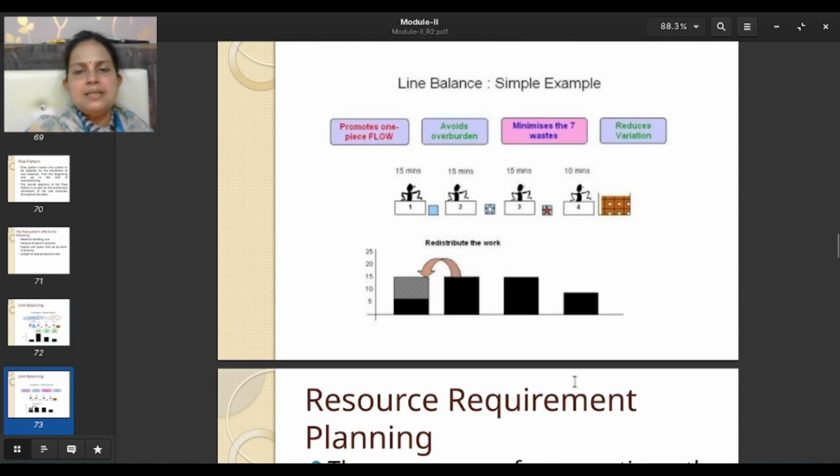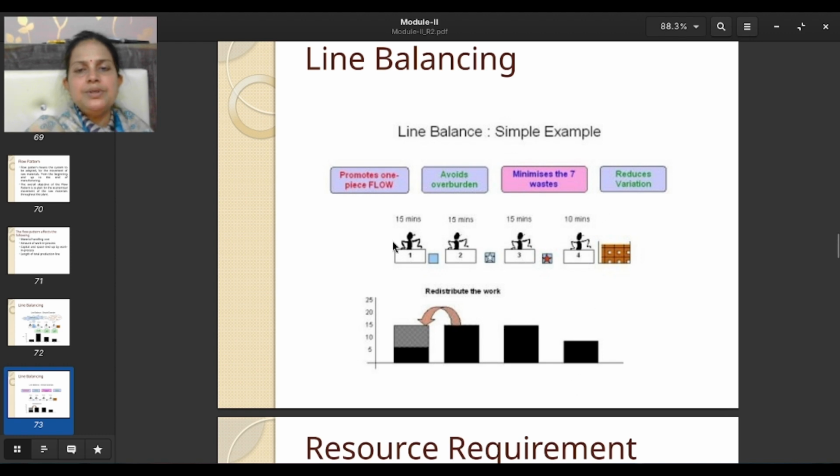This is called line balancing. When we give equal time to each worker, then we can say the efficiency of the workers will increase in that respect.